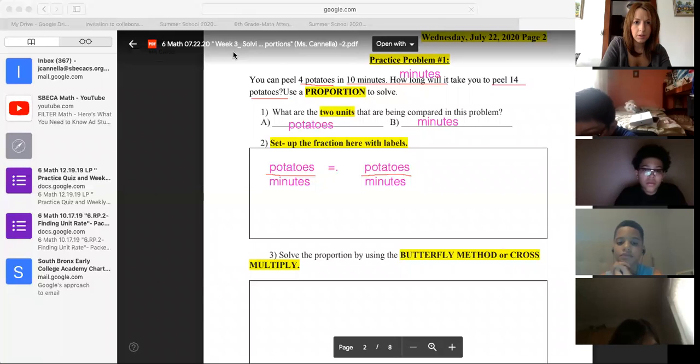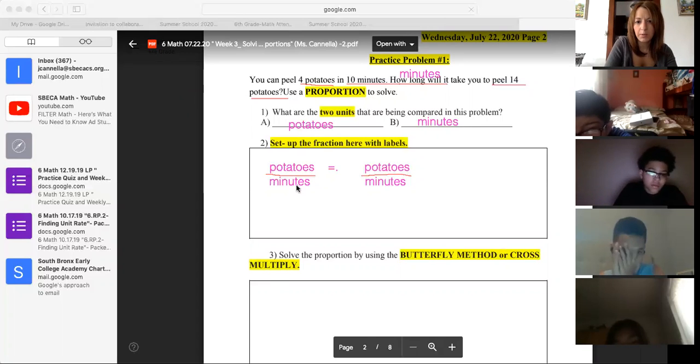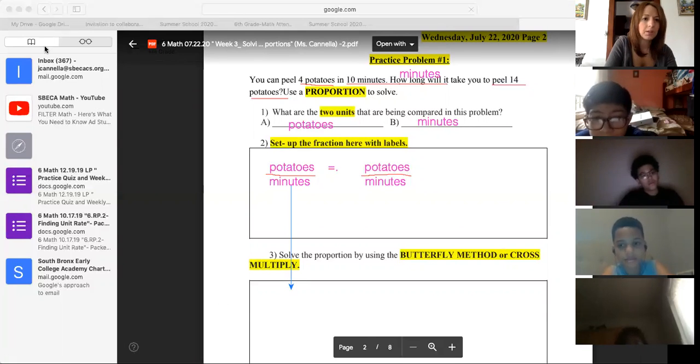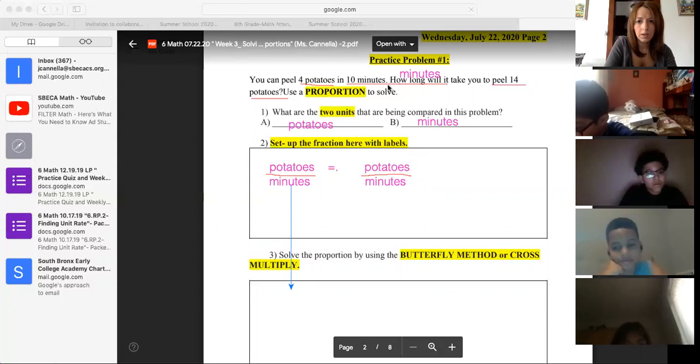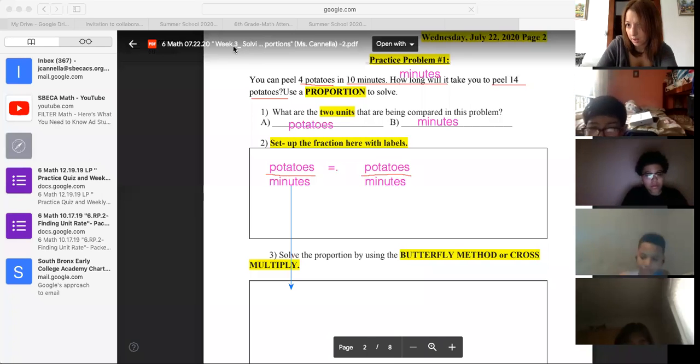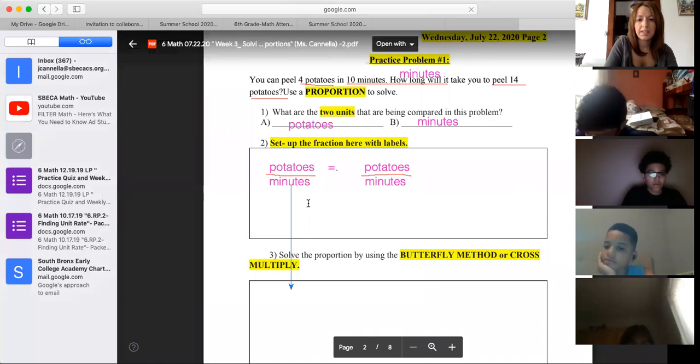This is what it's going to look like. I'm going to use blue. So the first number is potatoes over minutes. So we're going to go like this. Okay, I'm going to show you. Potatoes over minutes. Hold on one second because someone else is trying to come in. Oh, Jerickson. Okay, let me just write that Jerickson now has arrived. All right. So now we got potatoes is to minutes.